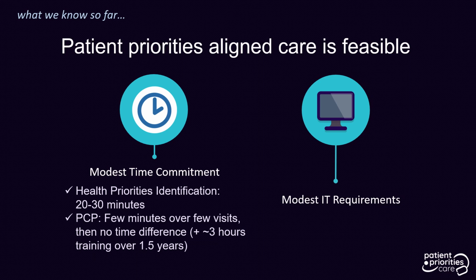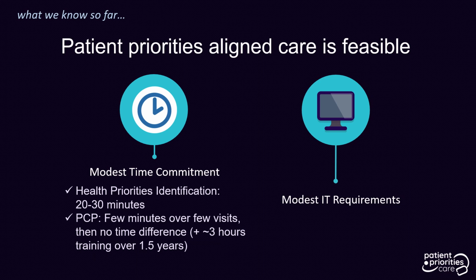Initially identifying a patient's priorities by any trained member of the healthcare team takes about 20 to 30 minutes, usually in a single visit. You'll learn about this process in facilitator training. For clinicians, we found it added a few minutes over the first couple of visits, but after that, the duration of encounters were the same as before.